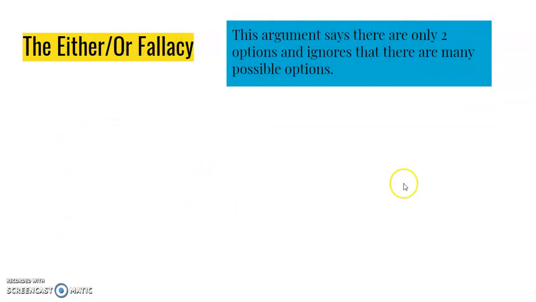Another type of fallacy is the either-or fallacy. This argument says there are only two options, but actually, in many situations, there are lots of possible options.